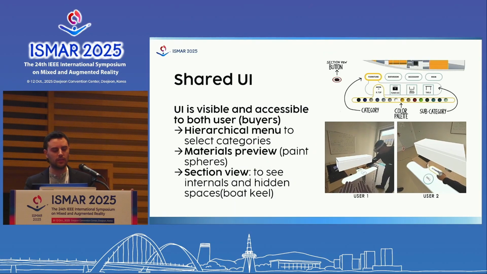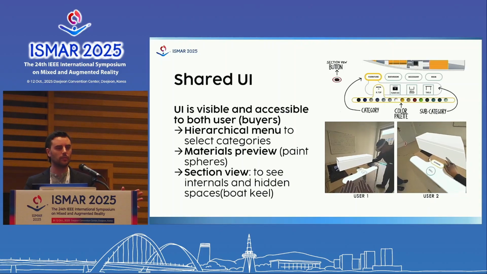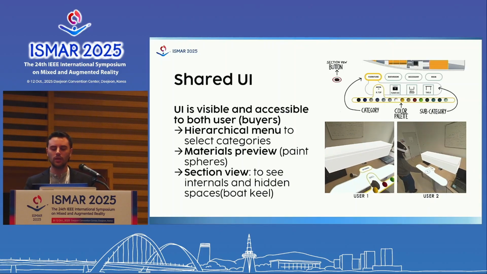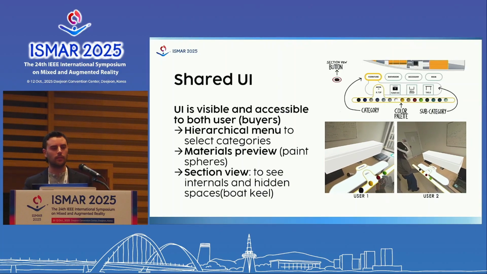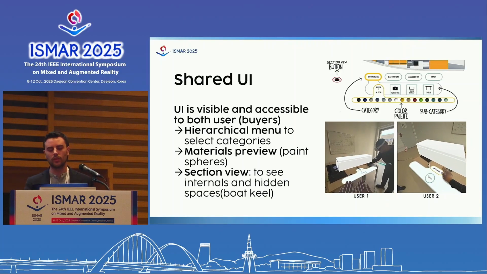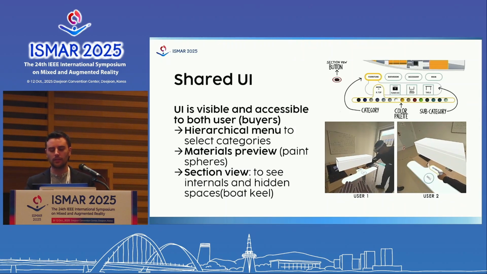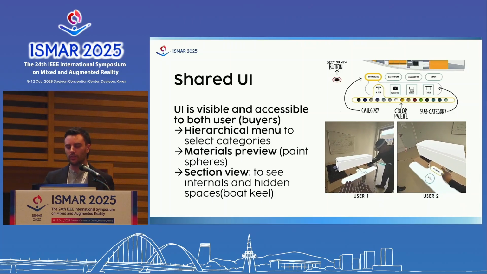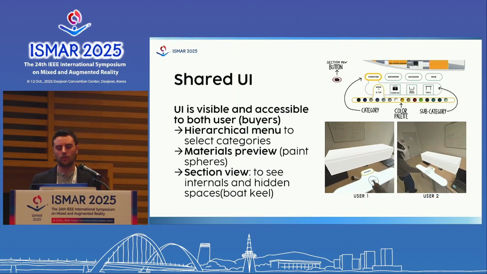The second one is the shared UI, visible and accessible to both participants. It is made of a hierarchical menu for selecting product categories, like materials, and previewing the options from the selection, like the interior in this case of the boat, and then more detailed product configuration. The interface supports collaboration by clearly displaying each participant's choices and facilitating communication.